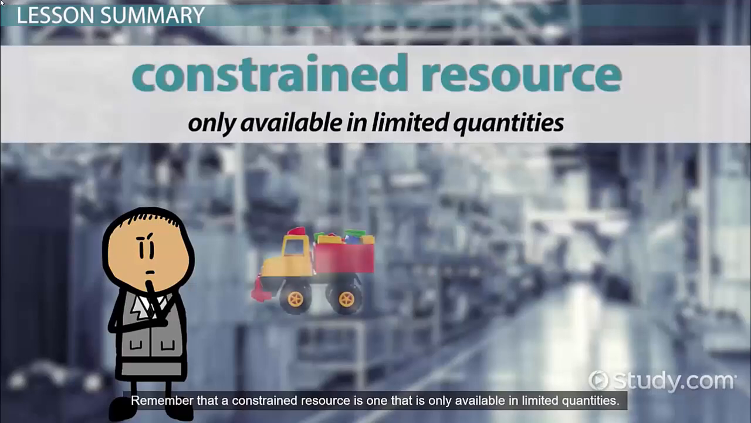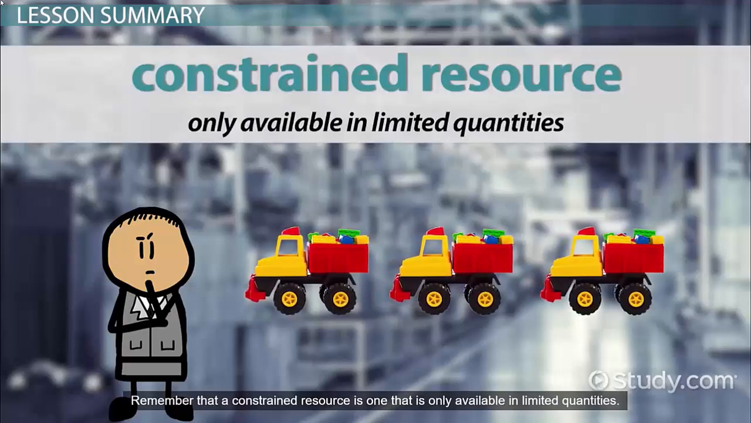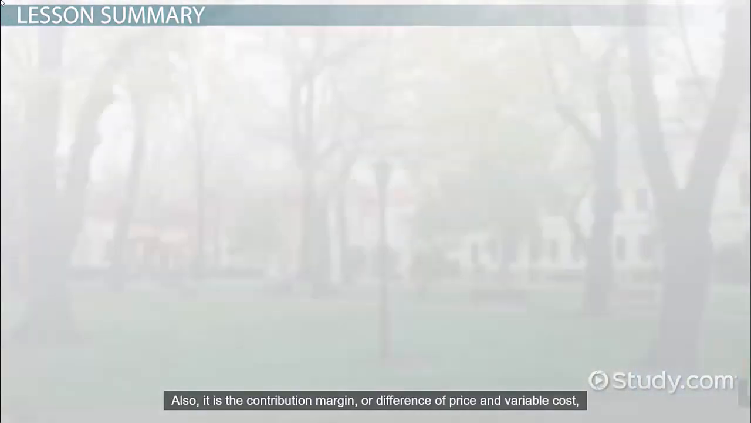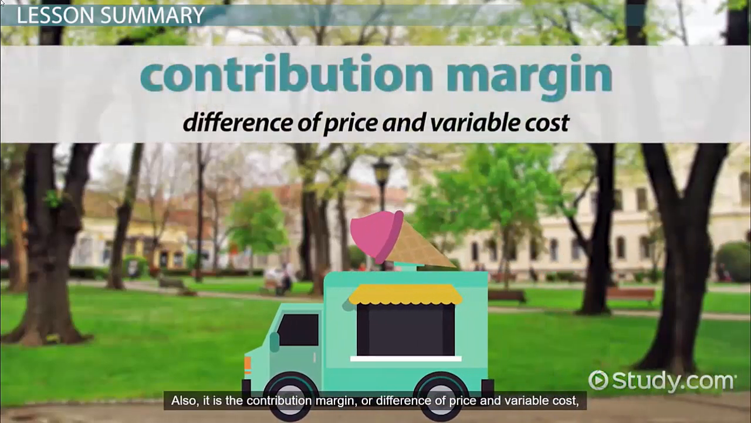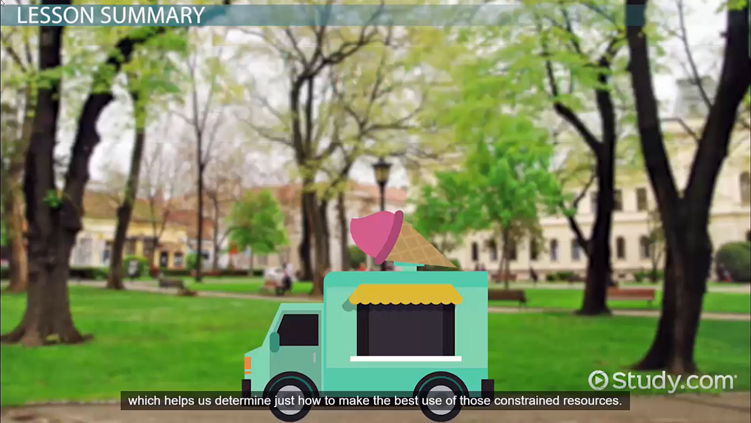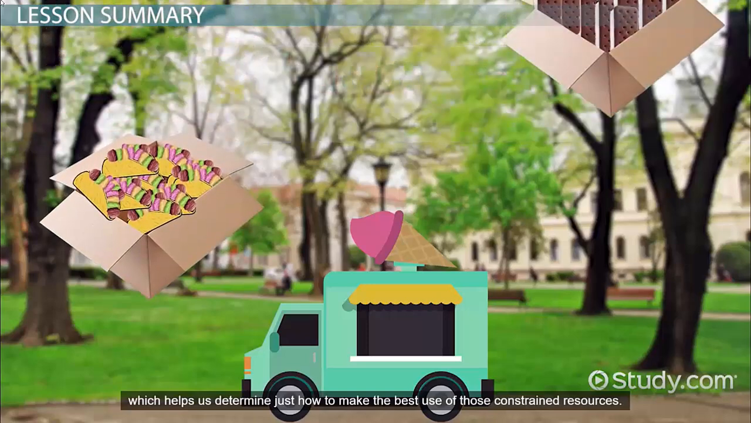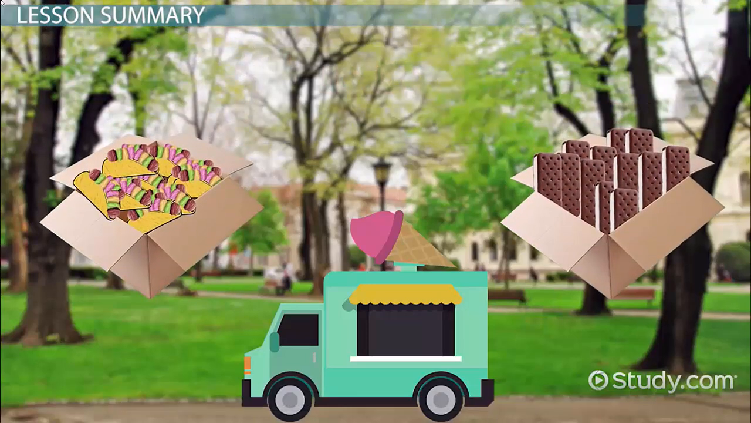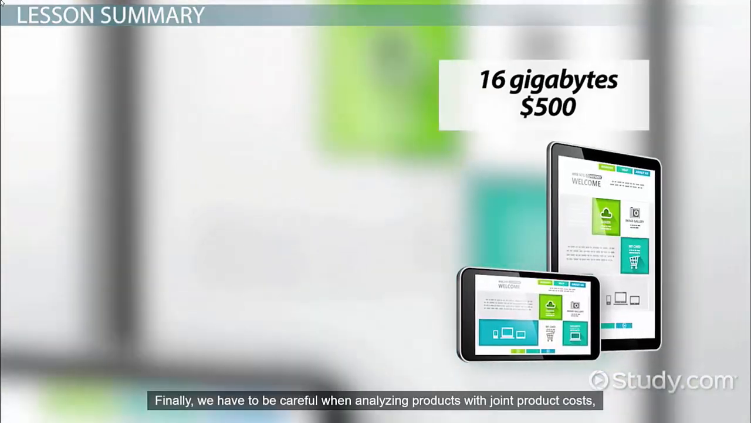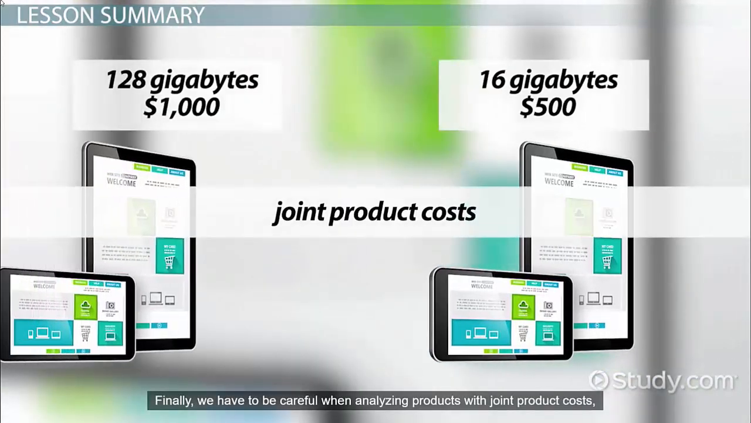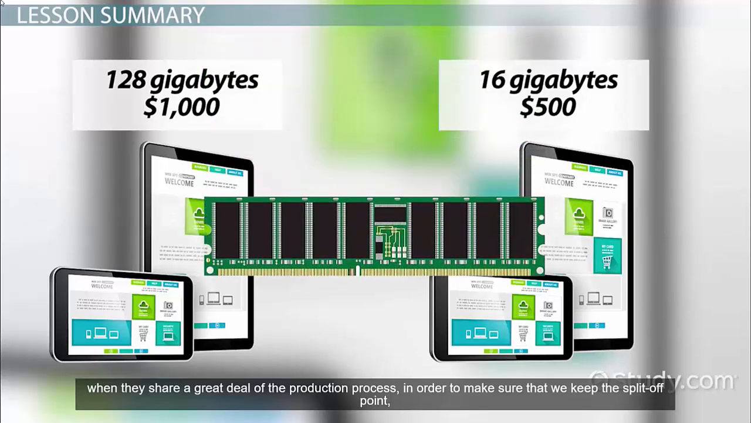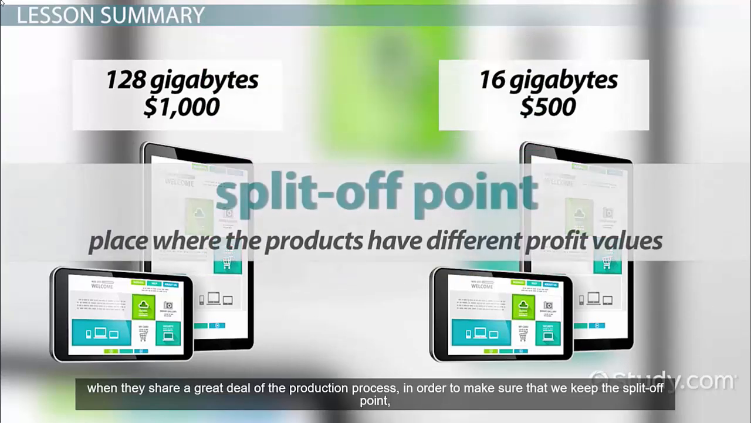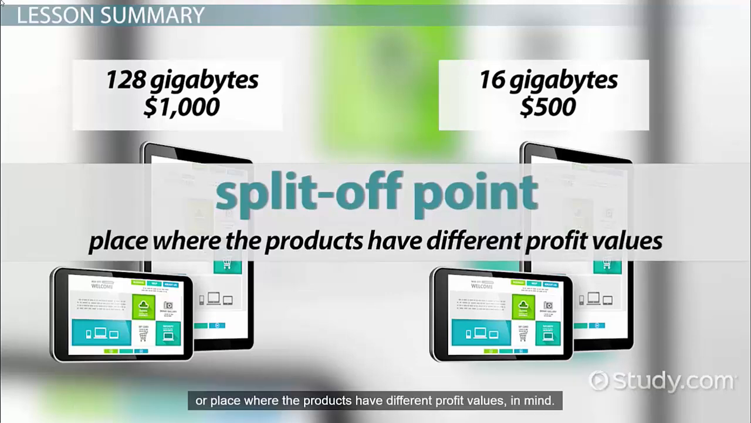Remember that a constrained resource is one that is only available in limited quantities. Also, it is the contribution margin, or difference of price and variable cost, which helps us determine just how to make the best use of those constrained resources. Finally, we have to be careful when analyzing products with joint product costs, when they share a great deal of the production process, in order to make sure that we keep the split-off point, or place where the products have different profit values, in mind.